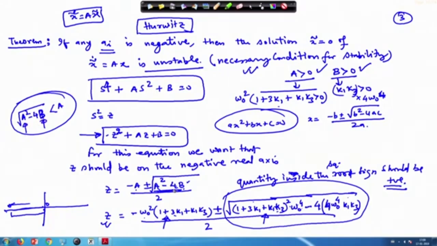So then a quantity which is smaller than a, if you add minus a to that, will still remain negative, and the minus sign here again makes it negative. So, it ensures that if this quantity, which we also call the discriminant, is positive, then we are going to get z on the left hand side on the real axis.